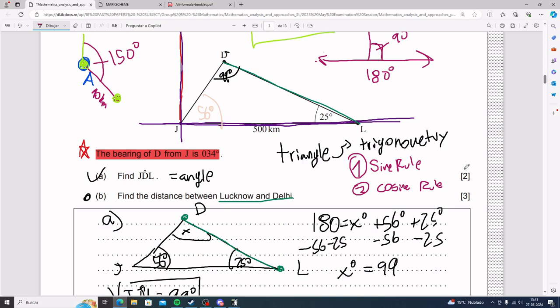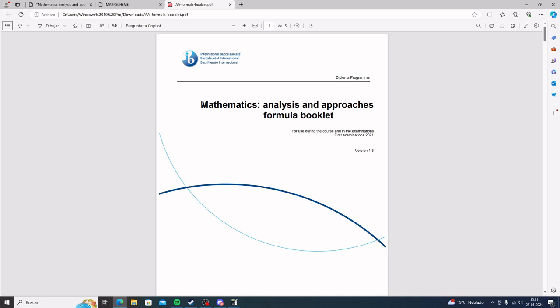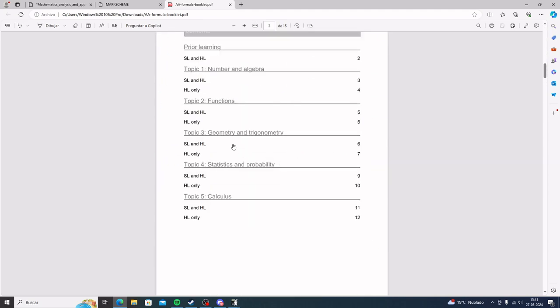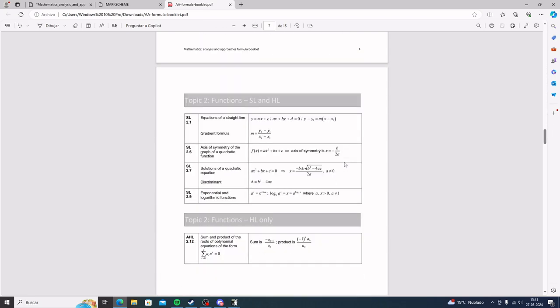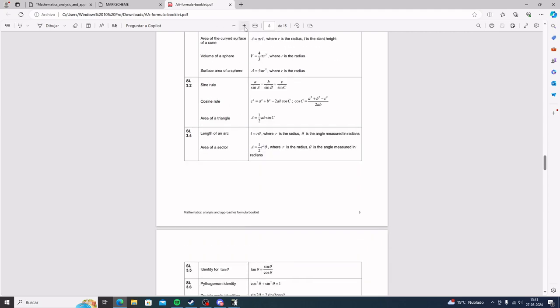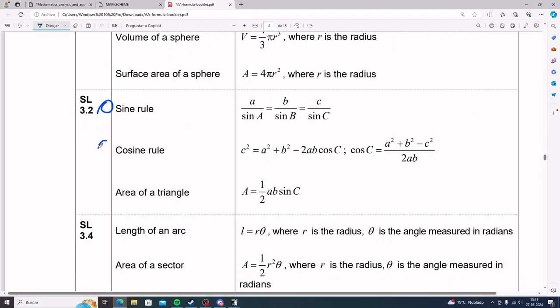But the point is, why do you follow this process? You follow this process because if you go to the formula booklet, which is very important to get familiar with because it is an additional tool the day of the test, and you go all the way over to trigonometry, which seems to be topic 3, pages 6 and 7, here you have the main tools for trigonometry. You have these three: sine rule, cosine rule, and area of a triangle.